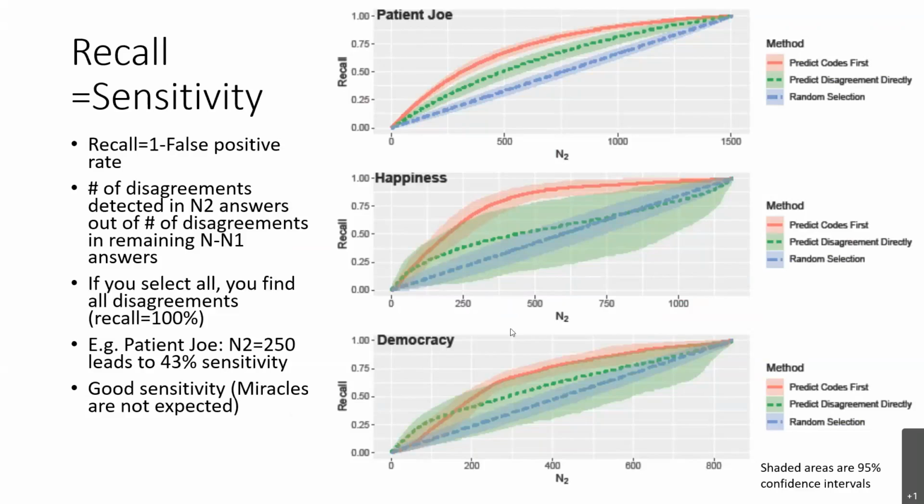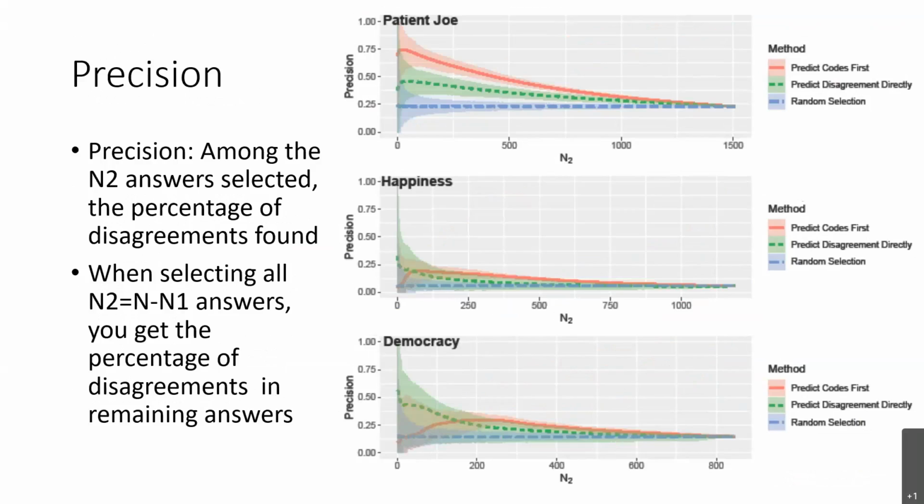Okay, and we've seen already that for Patient Joe, if we take another 250 observations, that leads, if we go up here, to 43% sensitivity, which corresponds to roughly 150 codes on the previous page. This is pretty good. Miracles are not expected, so outside of miracles, pretty good.